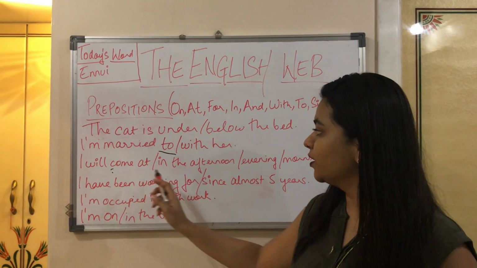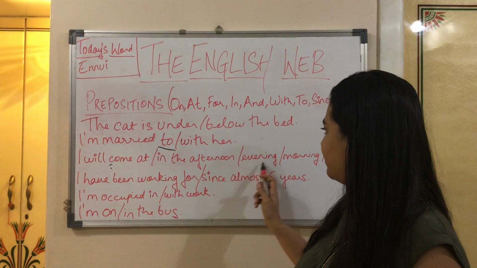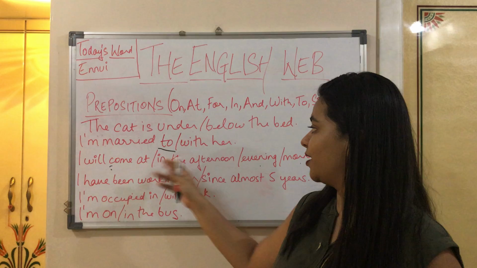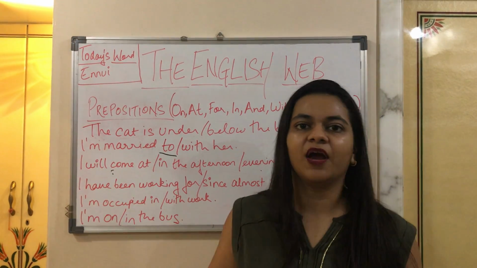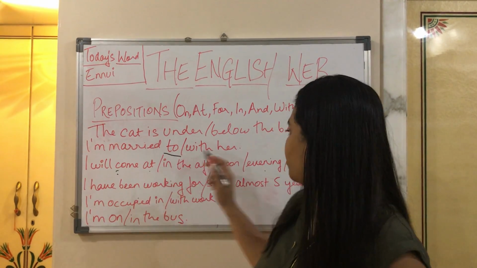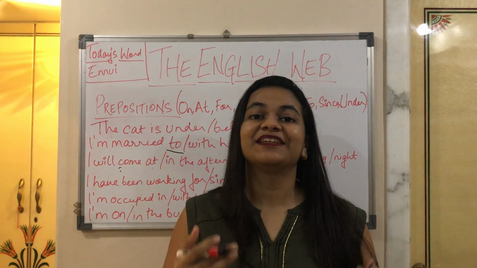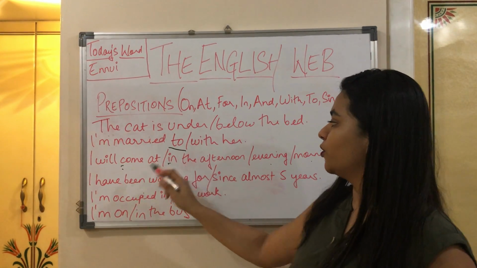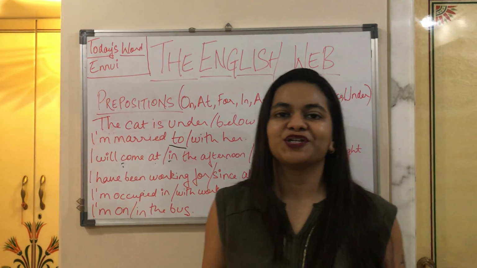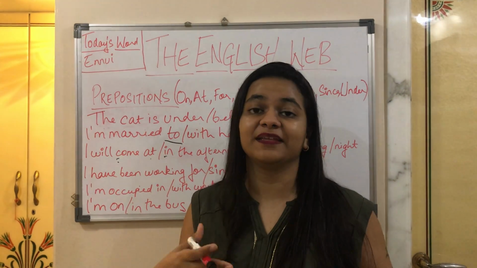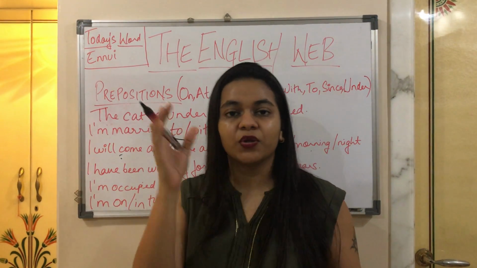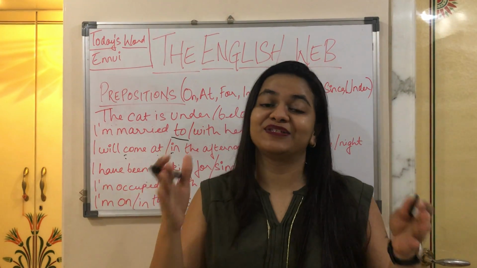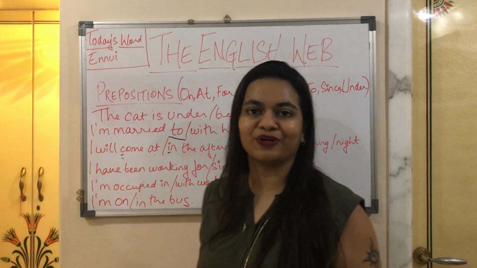Now this sentence, I will come at / in the afternoon, evening, morning and night. A lot of you again use these two prepositions interchangeably. I will come in the afternoon. You use at when you are referring to night. I shall come at night. You do not say I shall come in the night. And you use in only when you are talking about afternoon, evening and morning. So I shall come to your place in the afternoon, in the evening, in the morning. But when you're talking about night, it's only I shall come to your place at night. That again is a mandate and you must know that, and use the prepositions accordingly.